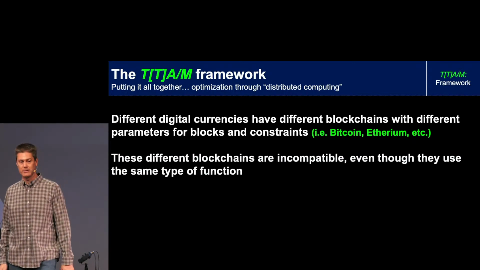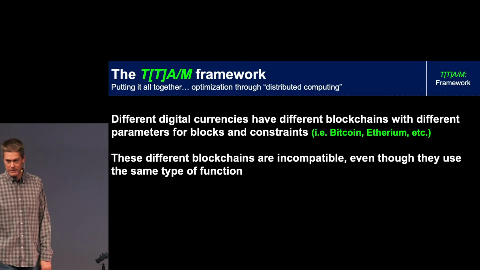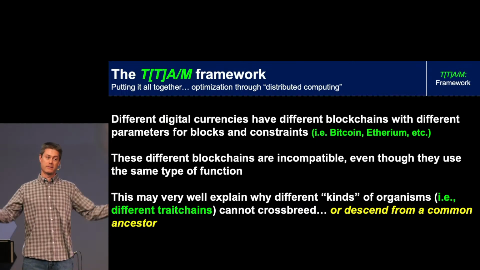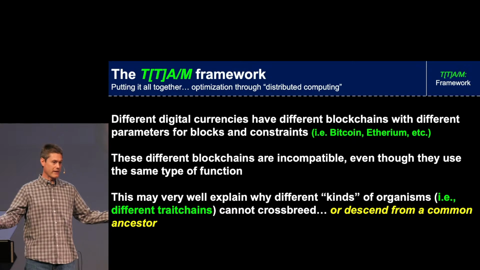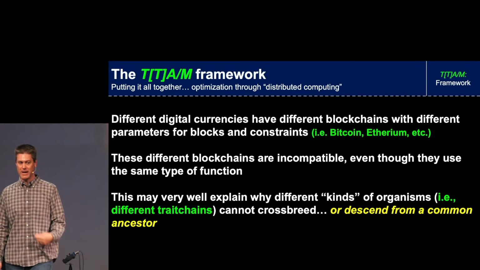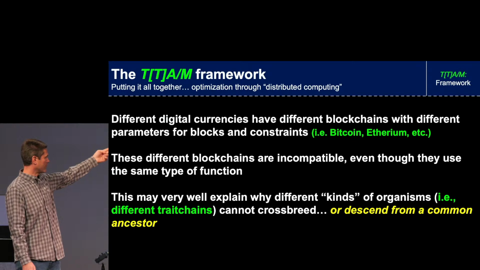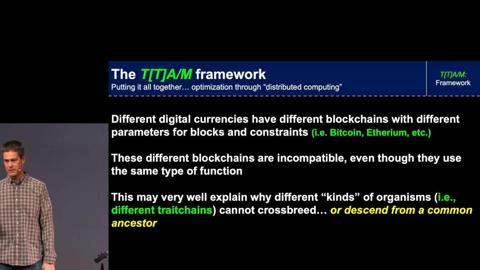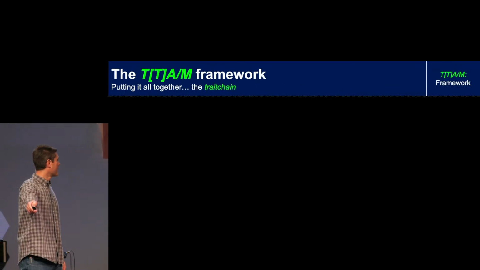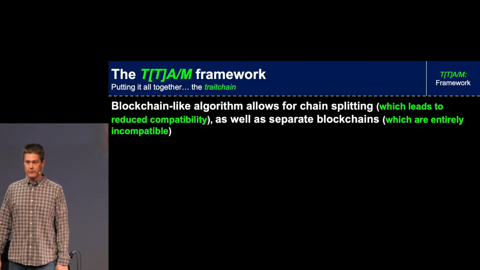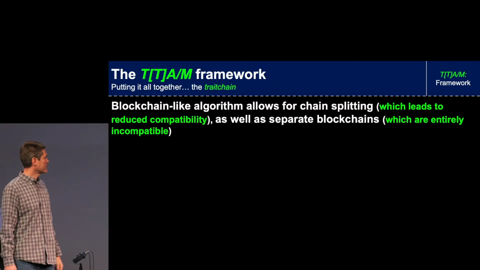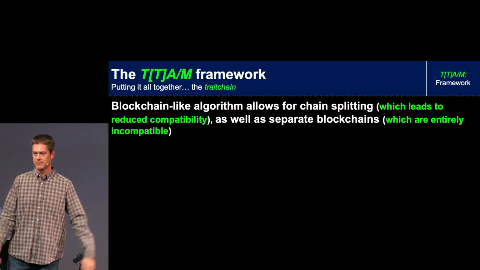And so they're incompatible. Even though they use exactly the same kind of function, exactly the same kind of rules, they're still incompatible. Which means if you have the same type of DNA setup, but the actual chromosomes and things are different because you have different parameters, even using the same kind of function, you cannot crossbreed or descend from a common ancestor because they're not compatible. So that means that a blockchain-like algorithm, which I'm calling trait chain, allows for chain splitting, which leads to reduced compatibility, and it also allows for separate blockchains which are entirely incompatible, the kinds, the biblical kinds.